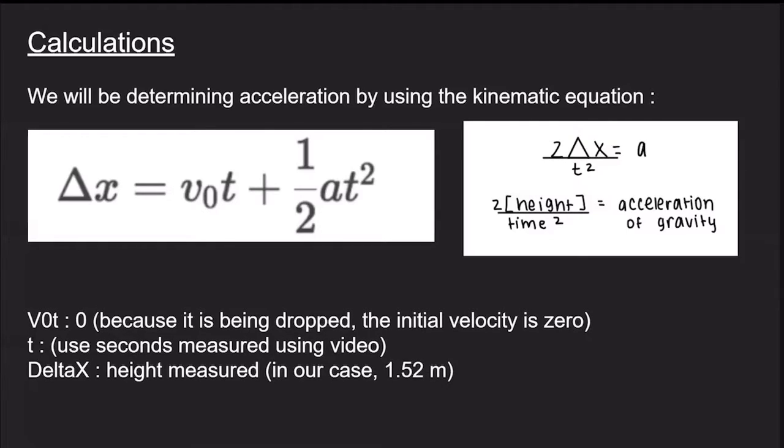How we found out the acceleration of gravity provided in our next example was 2 times delta x divided by t squared, which equals a. 2 times the height, delta x is our height, divided by time to the second power, which equals our acceleration of gravity.